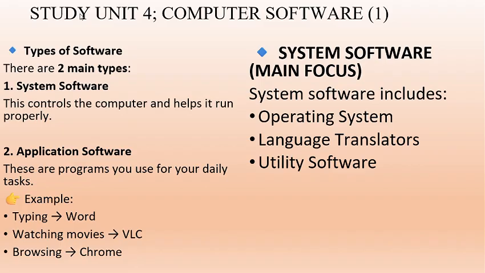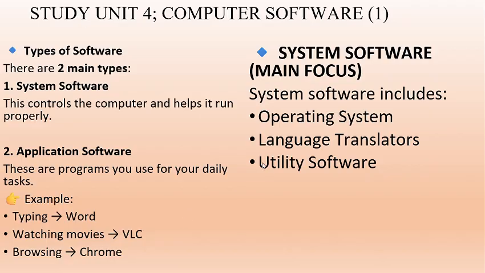So now let's focus on system software first. Under the system software, it is also divided into 3 other types. We have the operating system, we have the language translator, and we have the utility software. So we have the operating system, that's the first one. Then we have the language translator. Then we have the utility software.